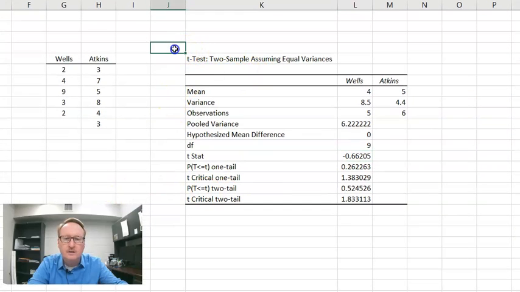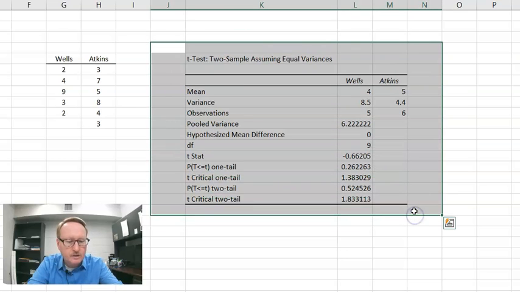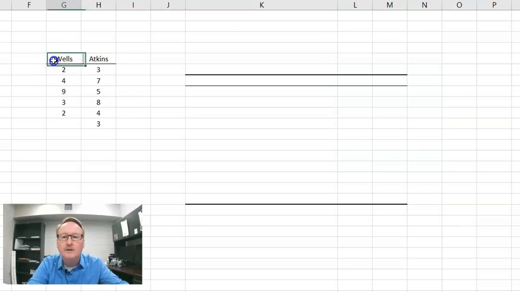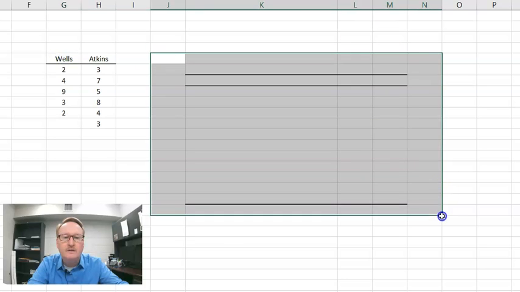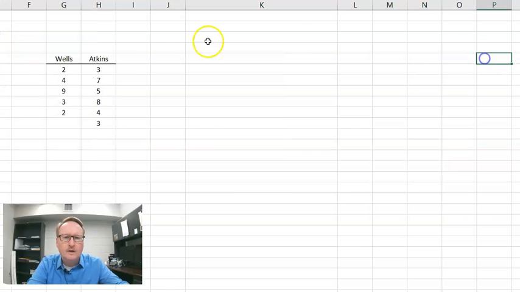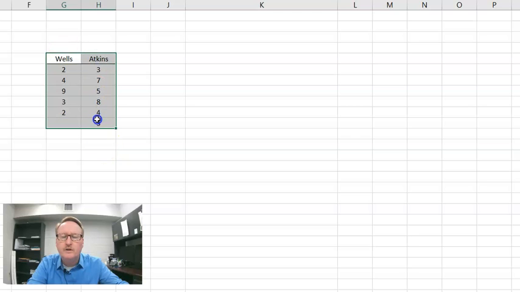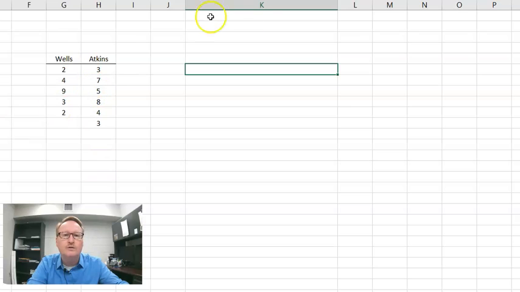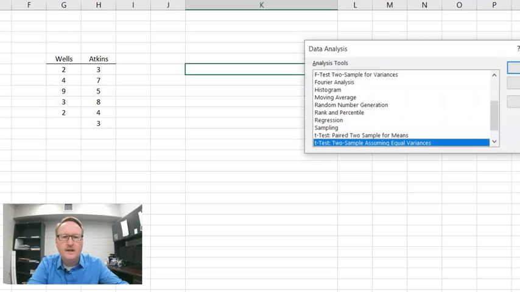Again, let me just do this. I want to show you how easy this is. Even if I had a whole bunch of numbers, this could be 100 numbers, it doesn't matter, but you've got two groups. Let's do it again. Data, I know you can't see the data. I'm going to data analysis.